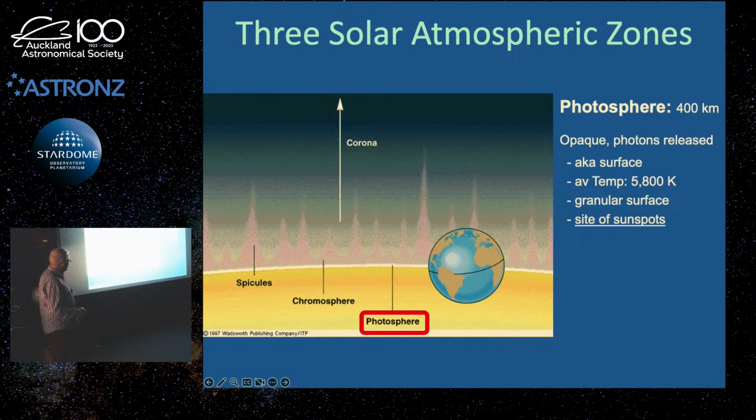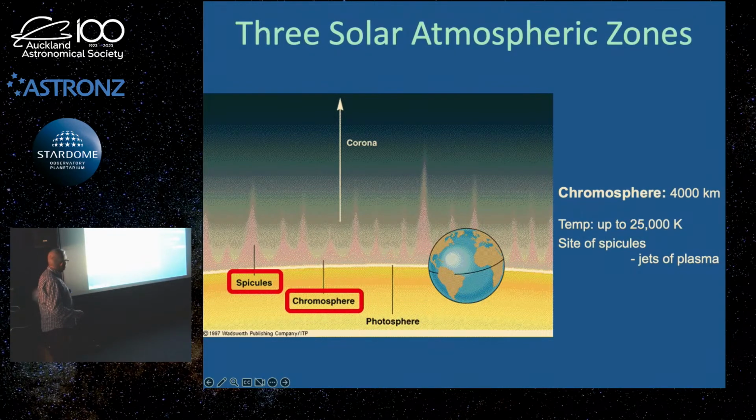Its surface looks quite granular. When you see photographs or images or diagrams of the Sun, you see all these little granules. That's what you're looking at, the surface of the Sun. And the key point out of this is we're going to be talking a lot about sunspots. And the photosphere is the site of sunspots, which are really, really relevant to our talk today.